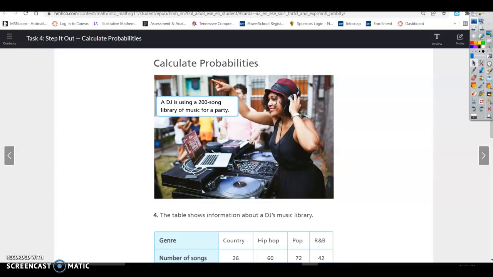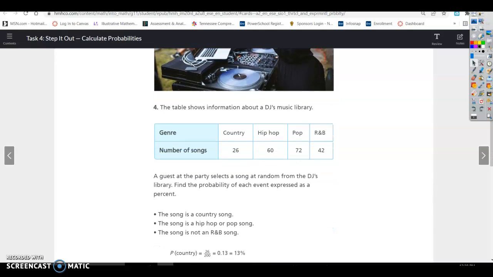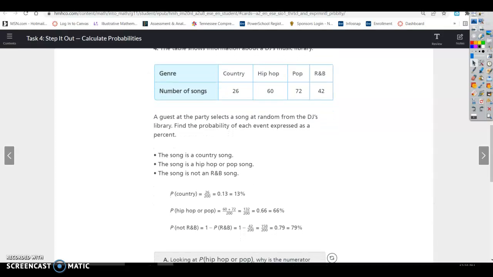Lesson 17.1, task 4. Calculate probabilities. A DJ is using a 200-song library of music for a party. The table shows information about a DJ's music library. All right, for genre, there's country, hip-hop, pop, and R&B. And underneath that, it's the number of songs for each one. All right, so a guest at the party selects a song at random from the DJ's library. Find the probability of each event expressed as a percent.